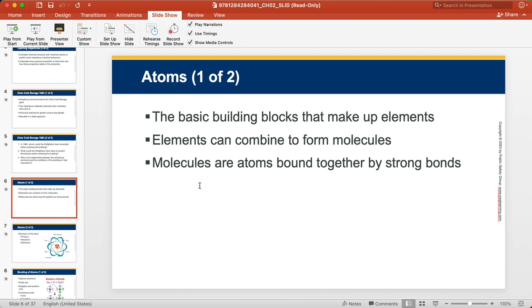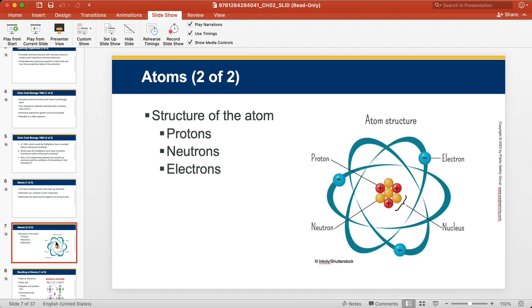Basically, the basic building block of everything that we see, touch, taste and feel is made up of atoms, which are the smallest part of our elements. The elements can combine to form molecules. Molecules are atoms that are bound together by different types of strong bonds. Here's the standard atomic structure that you'll see in pretty much every textbook.